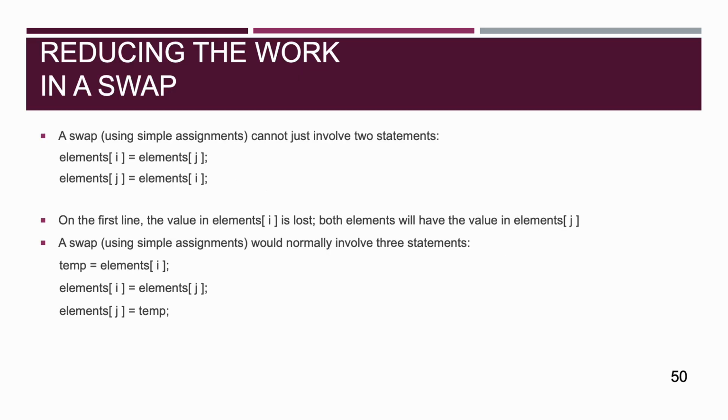So when we talk about swapping values in programming, it's important to understand that the process is not as straightforward as using two simple assignment statements. If we were to attempt swapping values with the following lines, elements[i] = elements[j] and elements[j] = elements[i], we would encounter an issue. On the first line, the original value of elements[i] would be overwritten and lost, leaving both elements[i] and elements[j] holding the same value. Clearly, this does not achieve the desired swap.